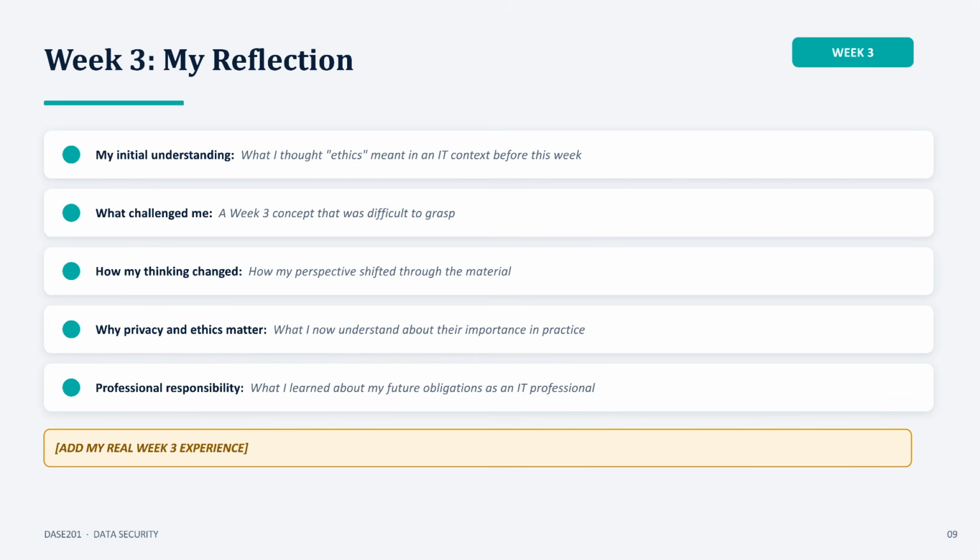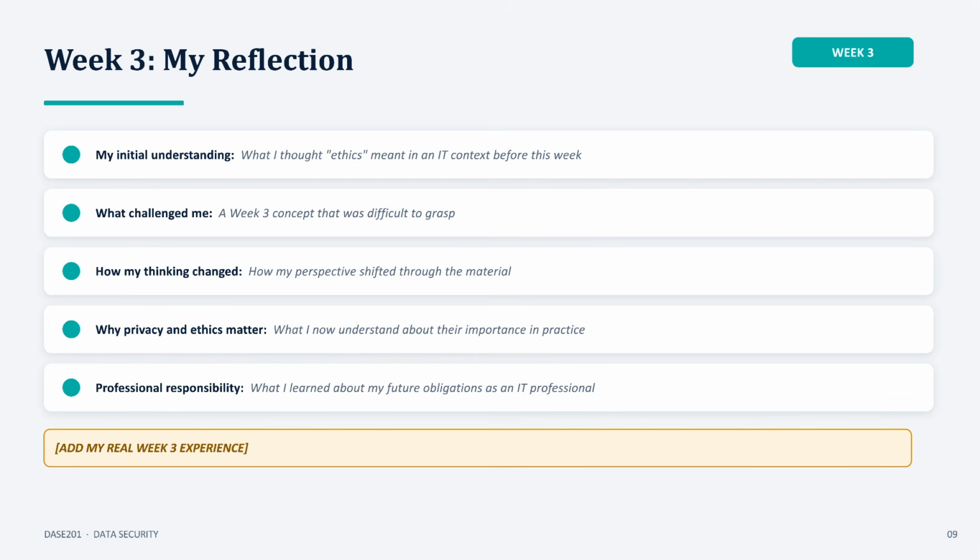My understanding of ethics before this week was very simple. I mainly thought ethics meant knowing what is right or wrong. After studying this topic, I realized that ethics can be more complicated in the IT industry. One thing I found challenging was remembering the difference between laws, ethics, and organization policies. I also found it difficult to remember the different Australian laws because there were several of them. To improve my understanding, I reviewed lecture materials and focused on the main purpose of each law instead of trying to memorize everything at once.